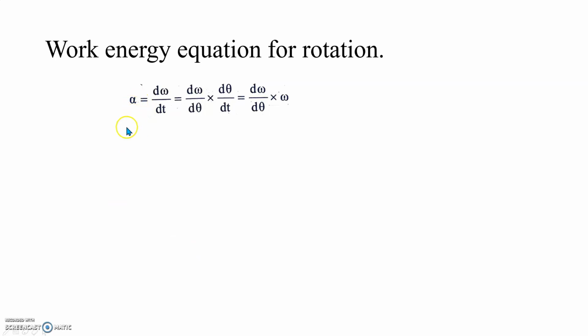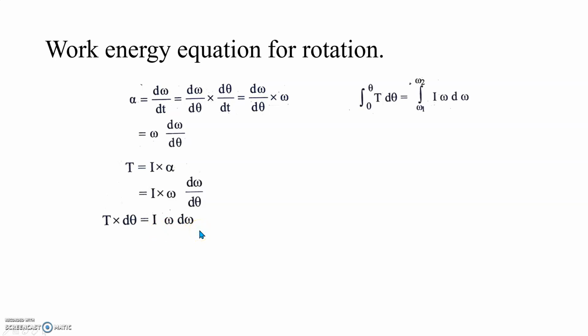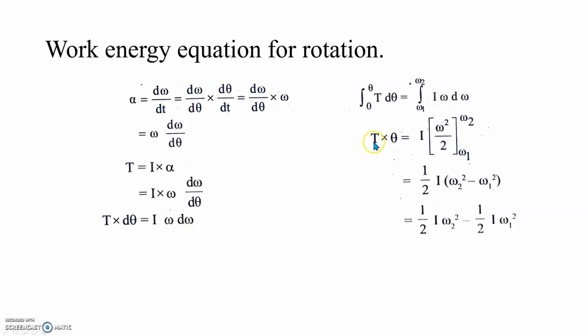Now we can determine alpha from d omega by dt. We get alpha as omega into d omega by d theta. Substituting in T equal to I alpha for alpha, we get this relation: T into d theta equals I into omega into d omega. Integrating this relation, we get T into theta equals half I omega 2 square minus half I omega 1 square. So work done, that is T into theta, equals the change in kinetic energy. This is the proof for the work energy principle for rotation.